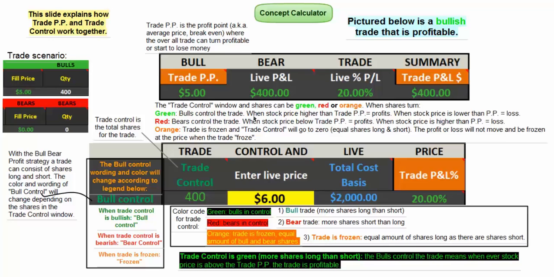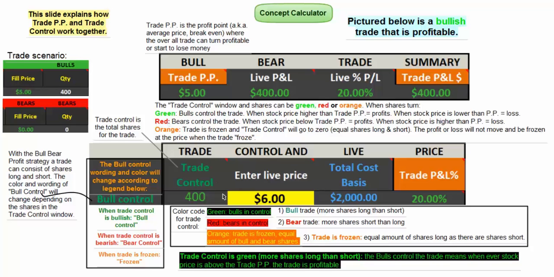Once again, I'm going to read this again to make it clear. The bulls control the trade when this is green. When the stock price is higher than the trade profit point, you're profitable. And that's what we're viewing right now, this trade scenario. When the stock price is lower than the profit point, that's going to be a loss. When this window turns red, the bears control the trade. So when the stock price goes below the trade profit point, that's going to be profitable if it was red.